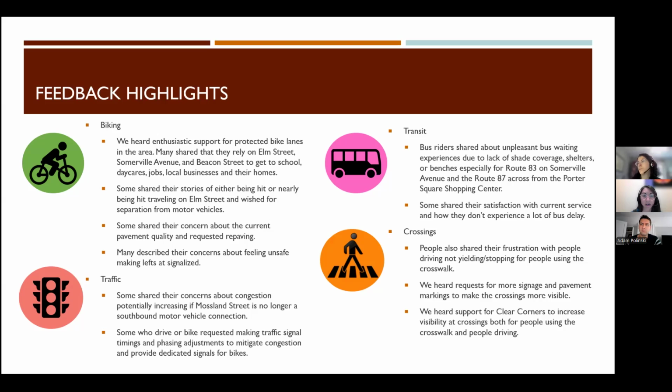Some shared their concern about the current pavement quality and requested repaving, and many described feeling unsafe, especially traveling through our intersections and making lefts in particular. We had a lot of comments around traffic. Some shared their concerns about congestion, potentially increasing if Mawson Street is no longer a southbound motor vehicle connection. Some who drive or bike requested traffic signal timing and phasing adjustments to mitigate congestion and provide dedicated signals for bikes.